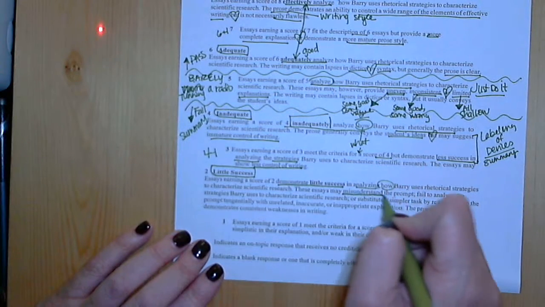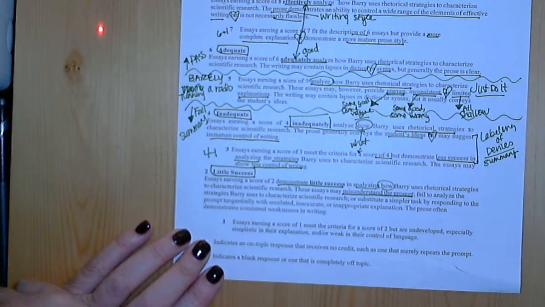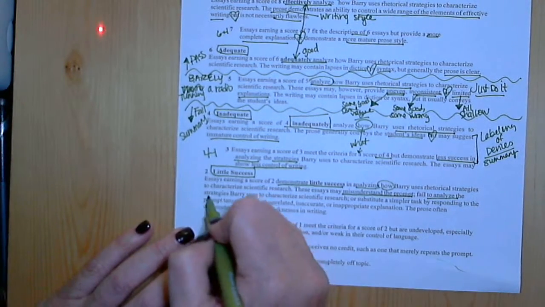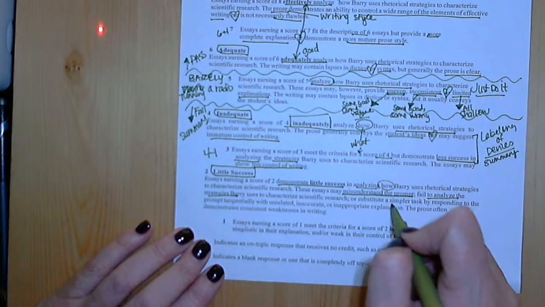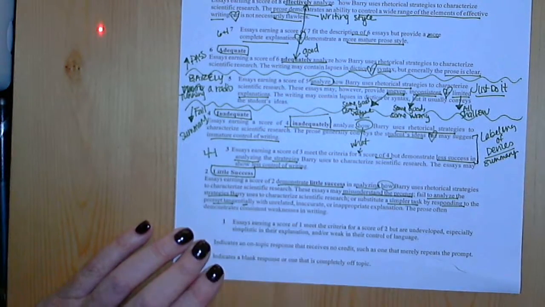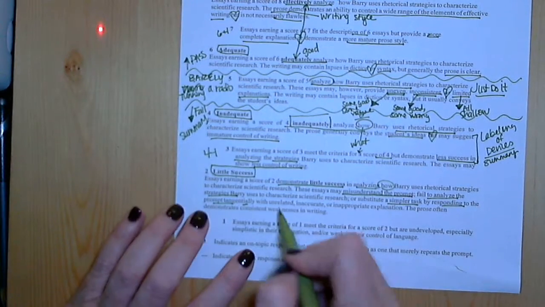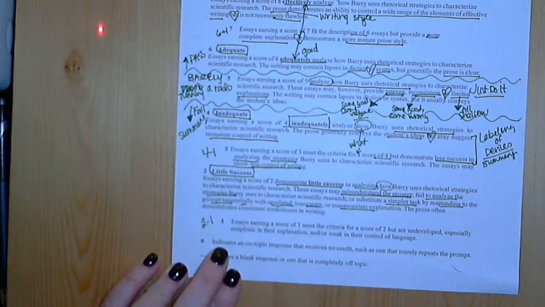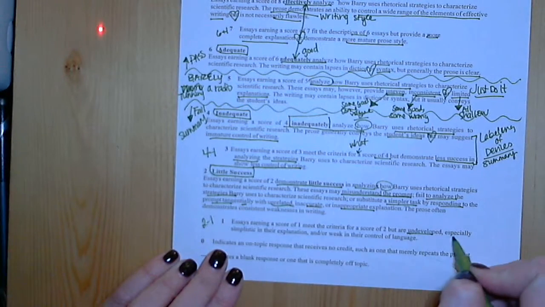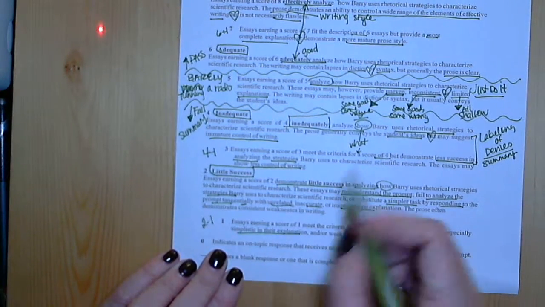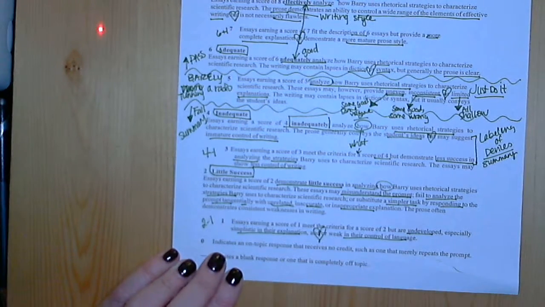These essays misunderstand the prompt. That happened quite a bit with Frederick Douglass, right? If you misunderstand the prompt, you fail to analyze the strategies, or you substitute a simpler task by responding to the prompt tangentially with unrelated, inaccurate, or inappropriate explanations. These are going to be really a summary of the whole passage without evidence or a lack of evidence. Okay? So the 1 is a 2 minus 1. So notice they are undeveloped, simplistic in their explanation, and or weak in their control of language.